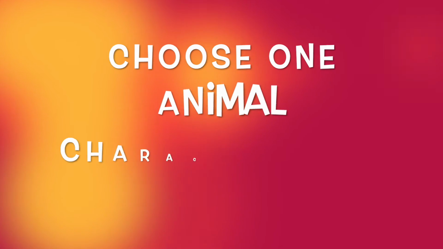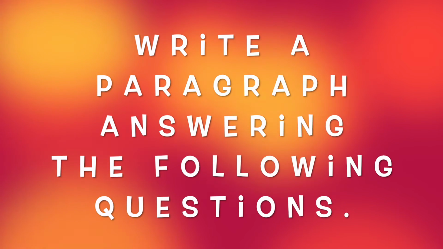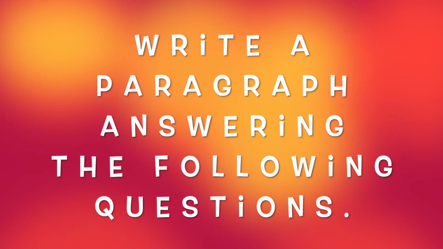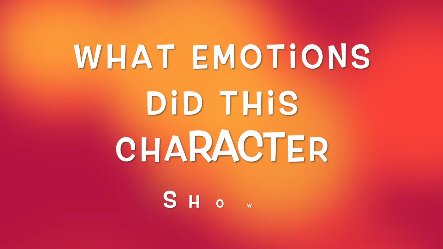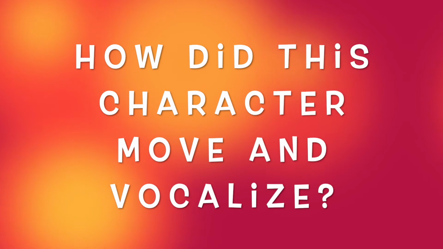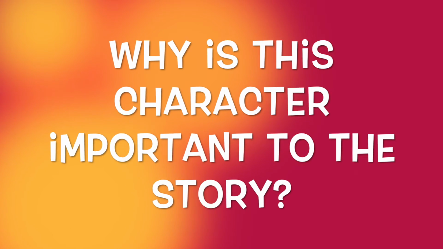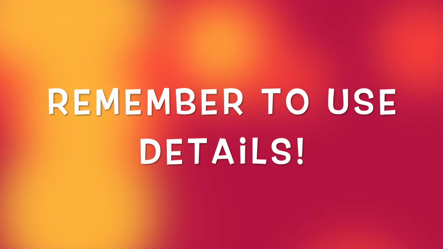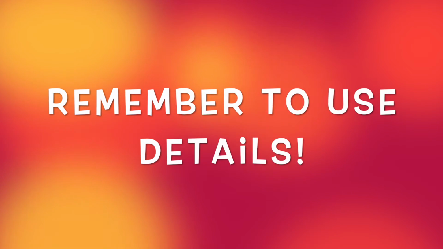It's time for today's journal prompt. I want you to choose one animal character from the fable and write a paragraph answering the following questions. What emotions did this character show? How did this character feel about the other characters? What did this character want? How did this character move and vocalize? And why is this character important to the story? And remember, use details.